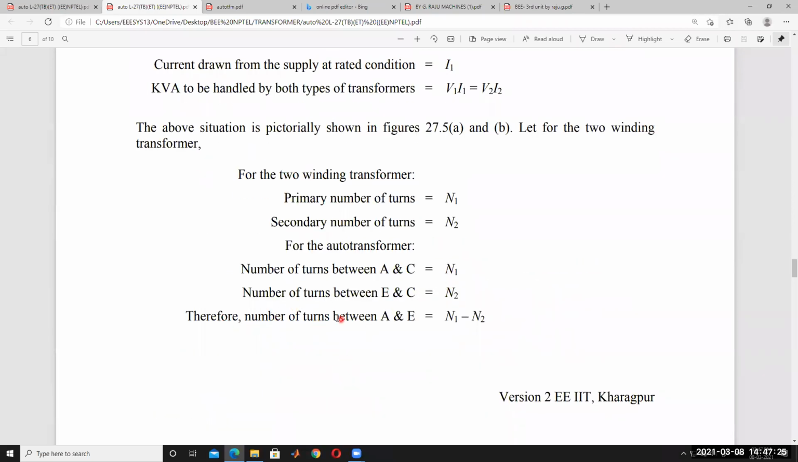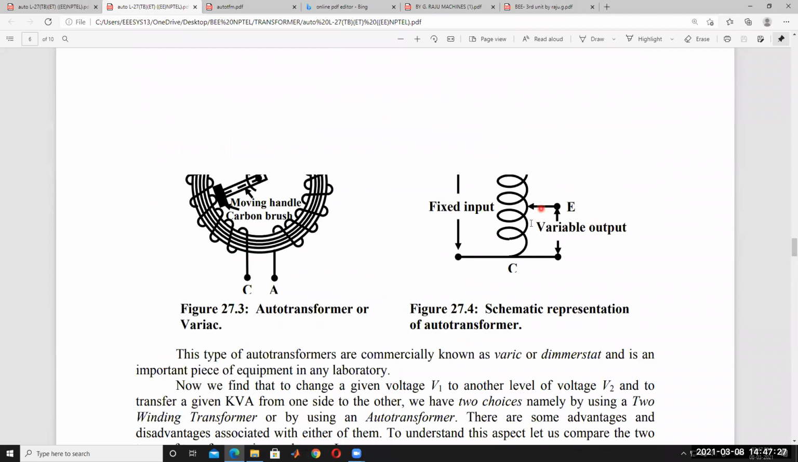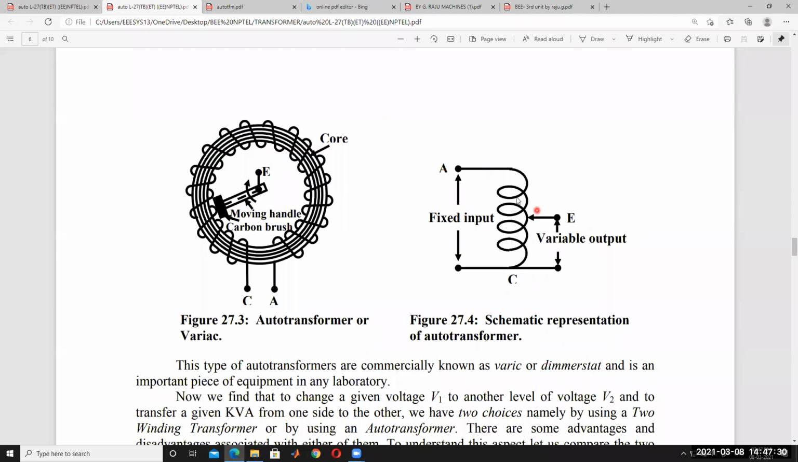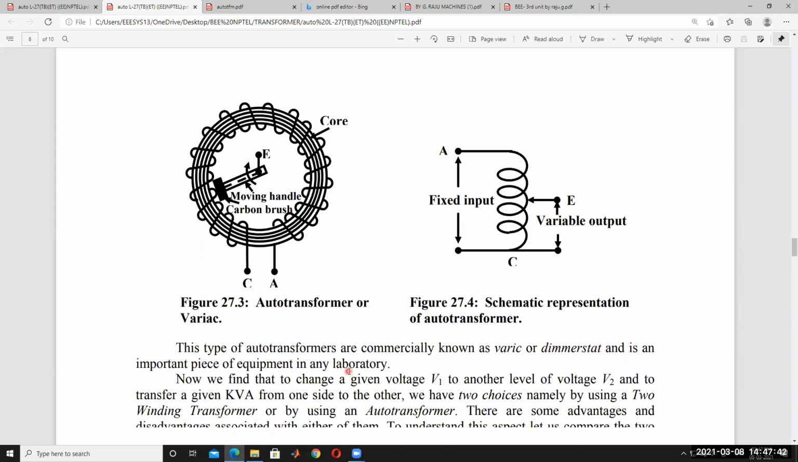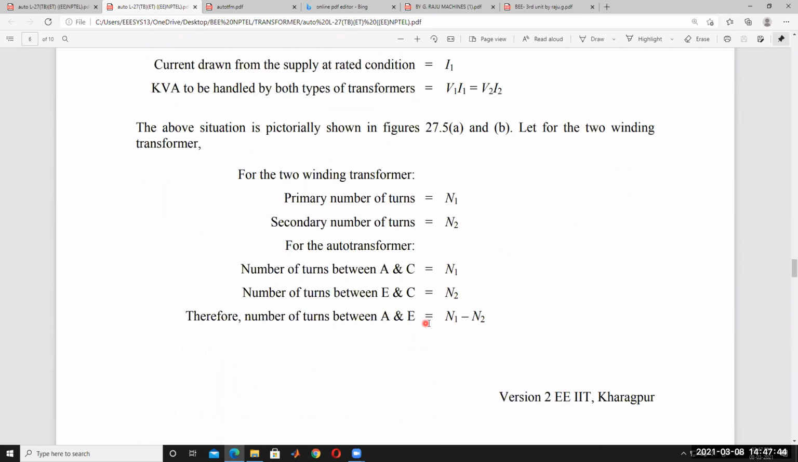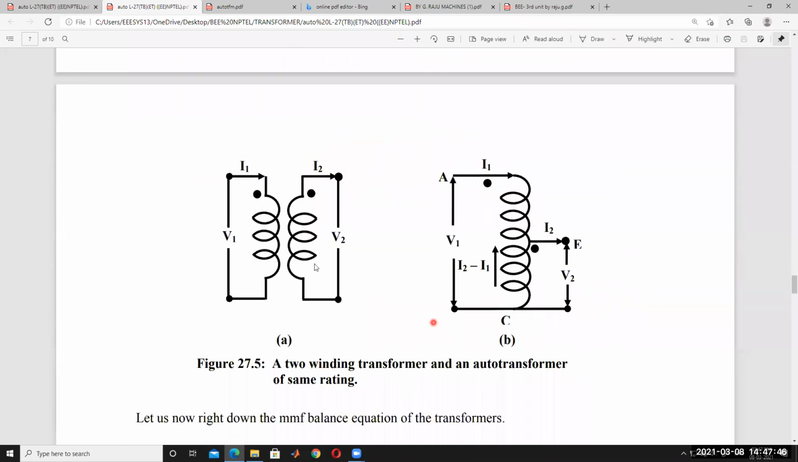Therefore, the number of turns between A and E is nothing but N1 minus N2. The total number of turns is N1, and the number of turns between E and C is N2, so by subtracting from the total turns we get the turns between A and E. So this is called a two winding transformer, and this is called an auto transformer.